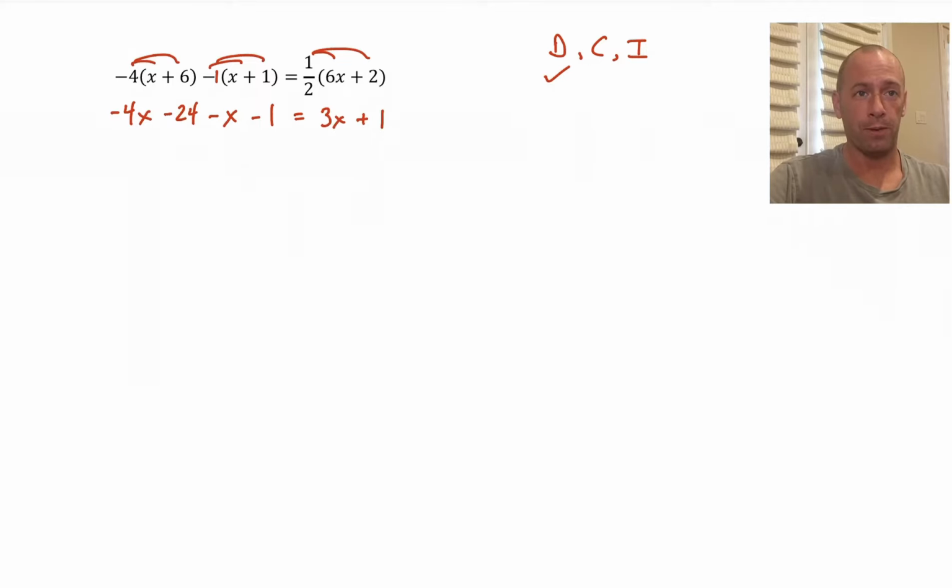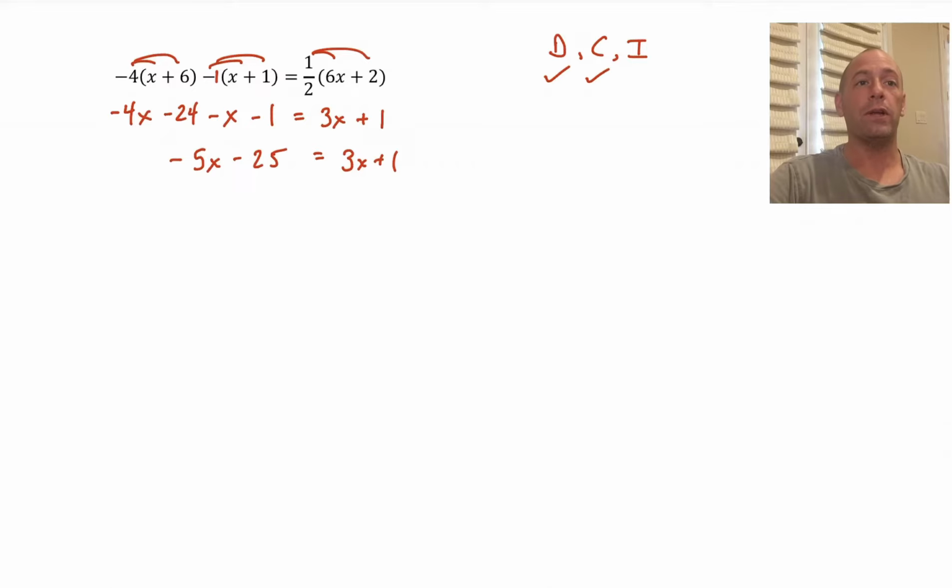So I've distributed. Now I'm going to collect my like terms. I see a negative 4x and a minus x. That's a grand total of negative 5x. Negative 24 subtract 1 is negative 25. And there's nothing I can do on the right because those are unlike terms.